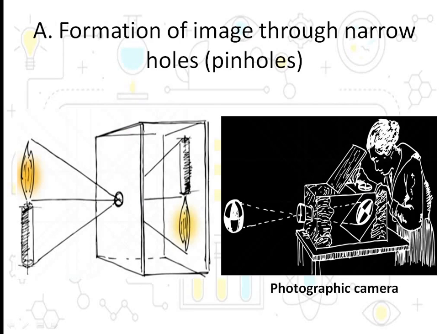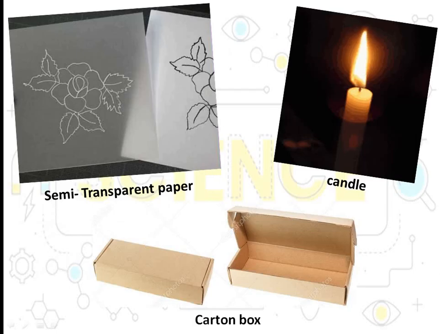You will need a carton box, a candle, and semi-transparent paper. What is the meaning of semi-transparent paper? It means that you can see objects through it less clearly, or you can't see things clearly through it. Make a narrow hole on one side of the box, and on the opposite side put the semi-transparent paper as you see in the video.